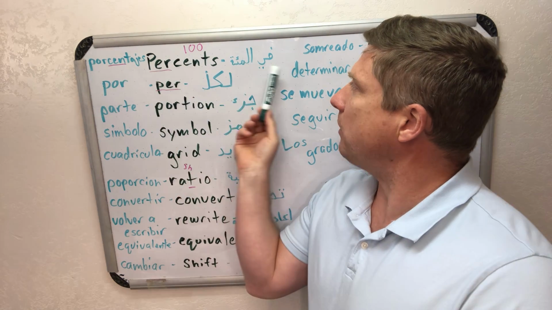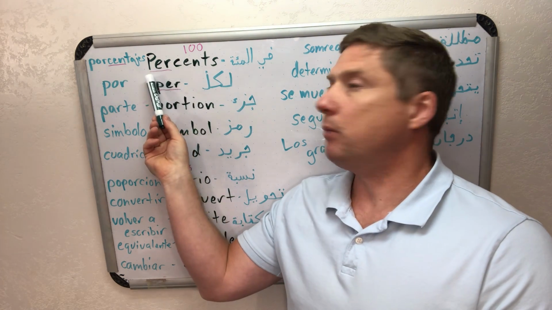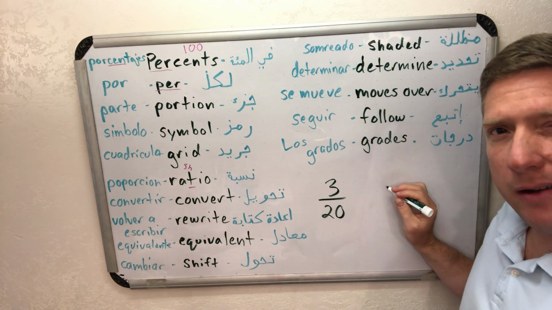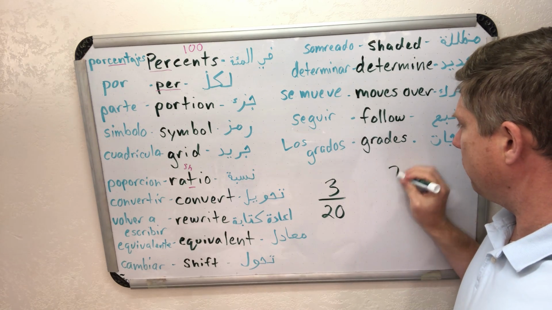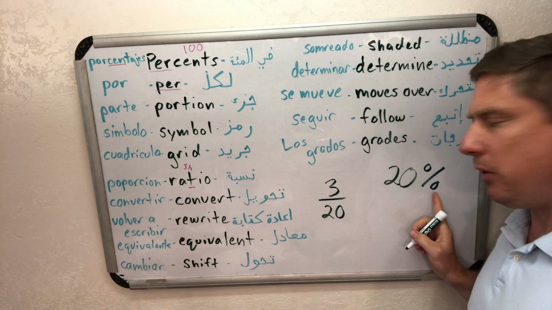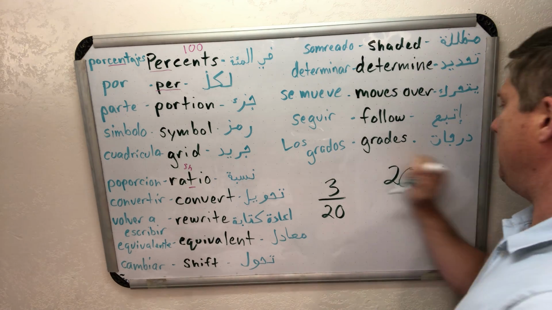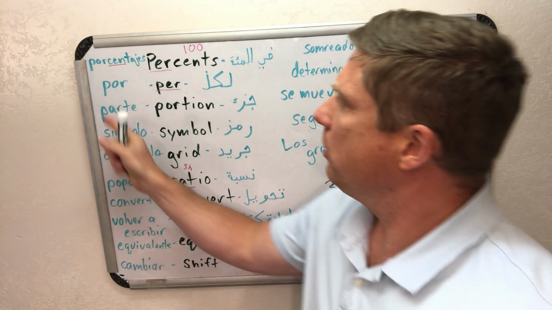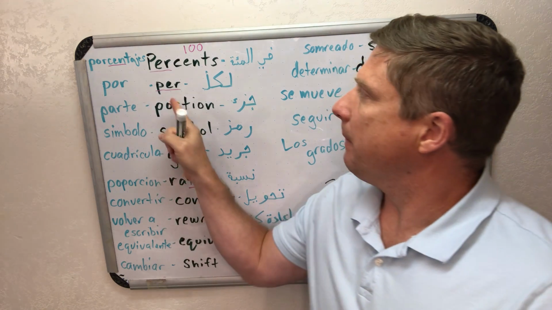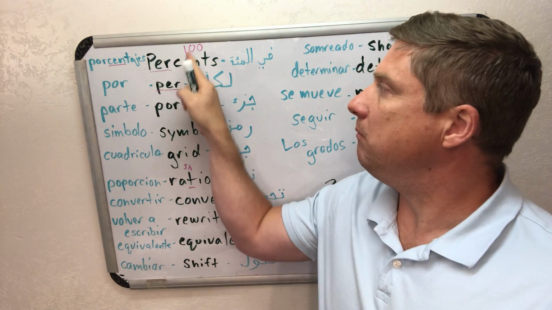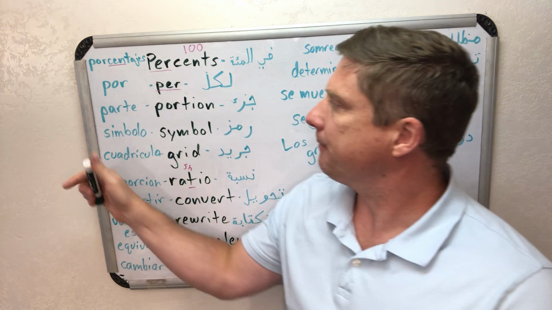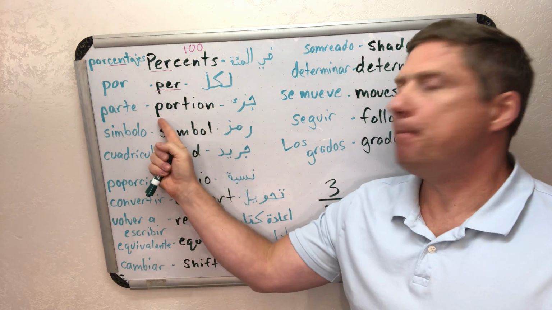First we have porcentajes, or رقم بالمية, or نسبة بالمية, is percents. We know that we can say 20%. هذا الرمز يعني percent, right? 20%. نسبة بالمية. That's what we're talking about. So por or لكل is per. And with percent, cent يعني مية. So percent يعني لكل مية. Percent. Parte, جزء, portion.